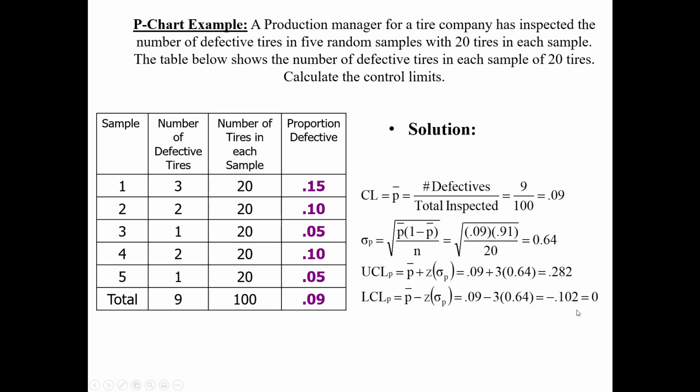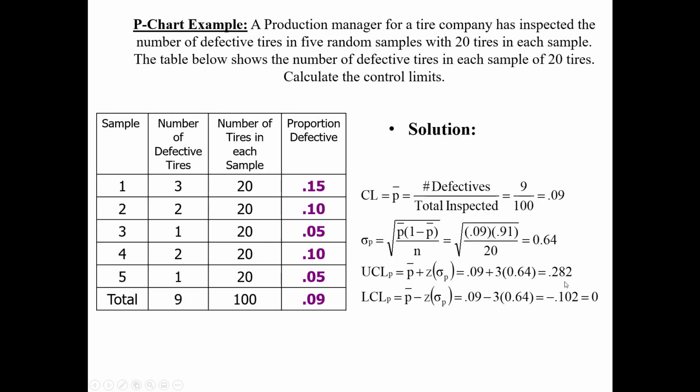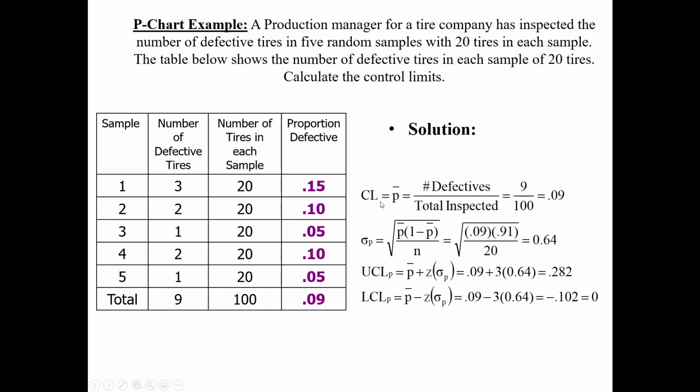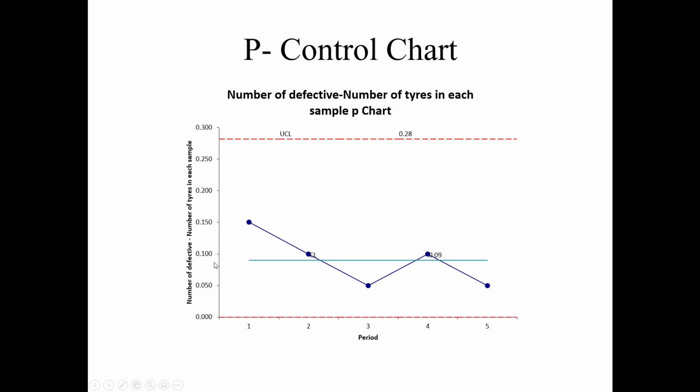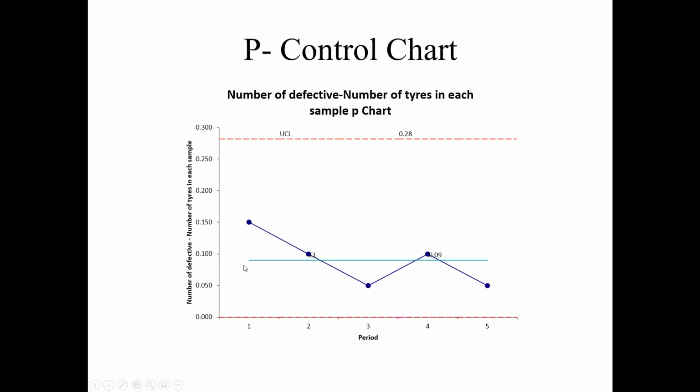So when you sketch it, it will look like this one. You can see the upper control limit is 0.28. So this is my upper control limit 0.28, and the lower control limit we will start from 0, and my central line is 0.09. So you can see this green line is below 0.10. So this is 0.09, and these are the limits. So all the points are inside the 3 sigma level.